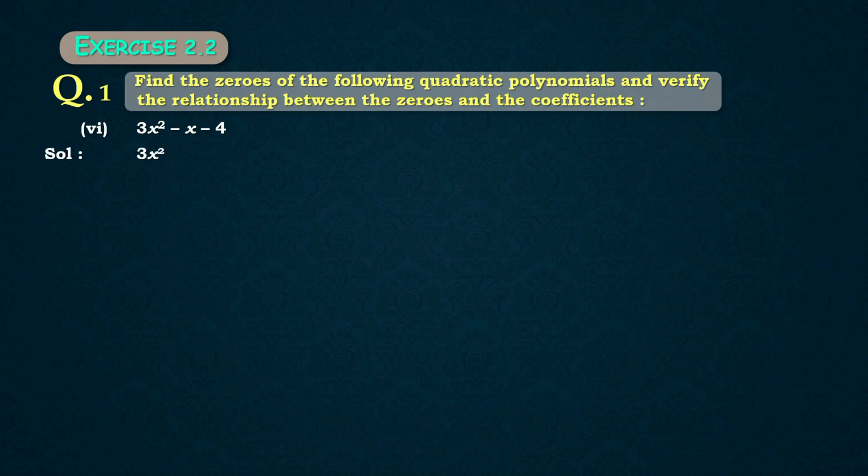First, we multiply the coefficient of x squared and the constant term. 3 multiplied by minus 4 gives minus 12. Now we need two numbers whose product is minus 12 and whose sum is minus 1. Those numbers are plus 3 and minus 4. So we split the middle term minus x into plus 3x minus 4x. Now the expression becomes 3x squared plus 3x minus 4x minus 4.